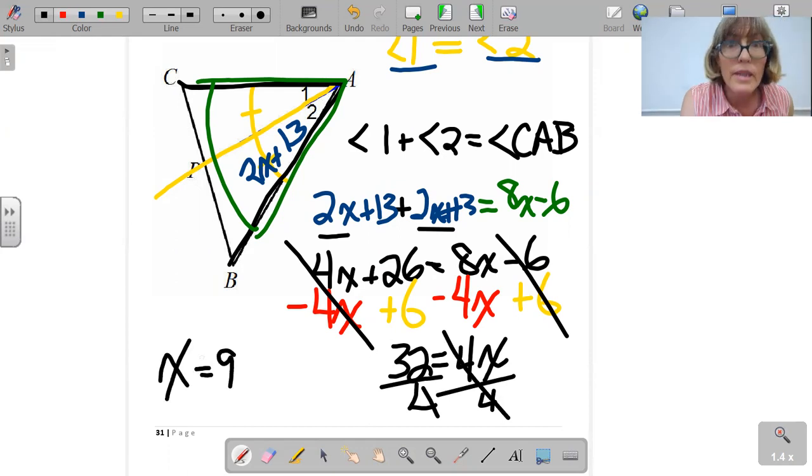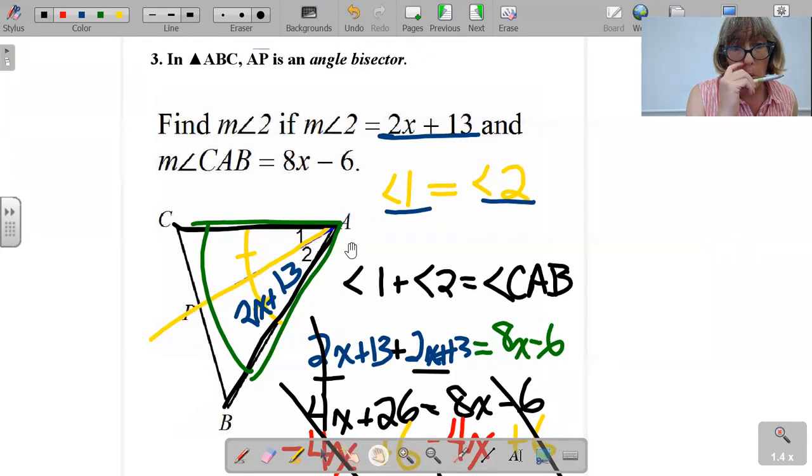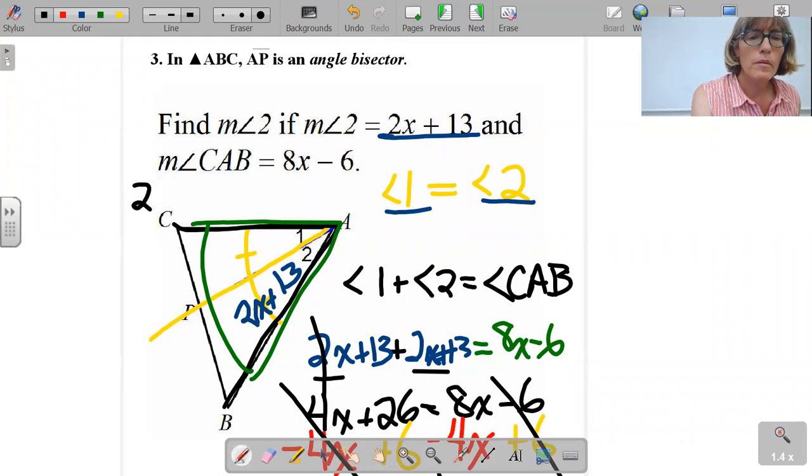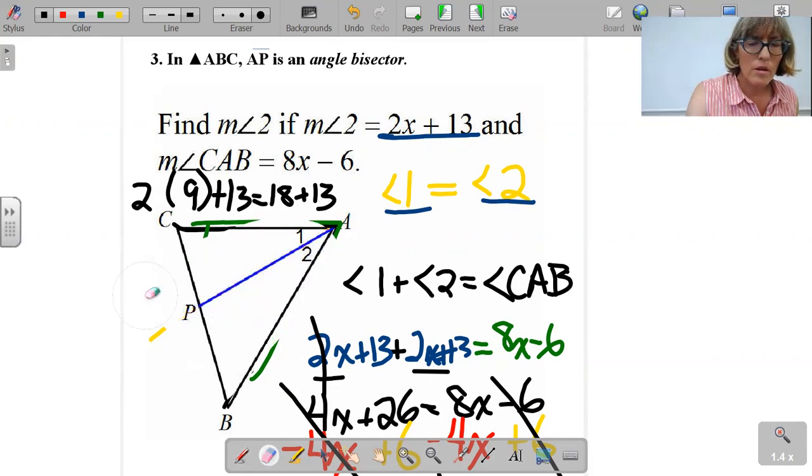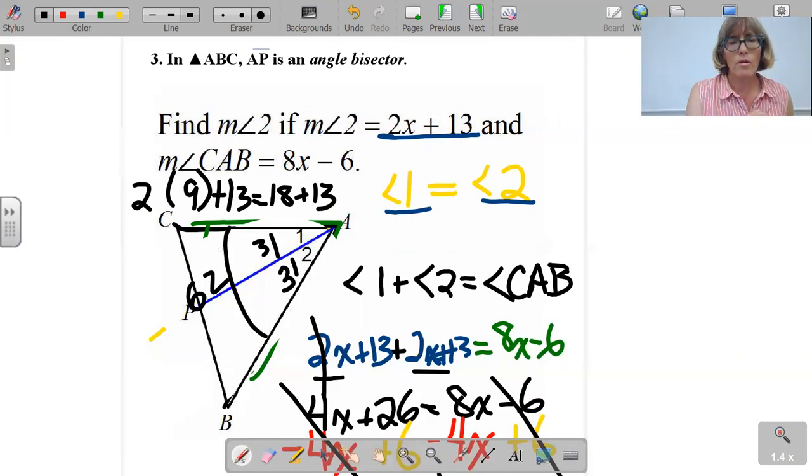x equals 9. Didn't ask for x, it asked for an angle measure. So you come up here and we want to find the measure of angle 2, so that's 2 times 9 plus 13, which is 18 plus 13, which means this angle right here should be 31, which would make this 31, which should make this 62, which if you do 8 times 9 and then you subtract, you get it.